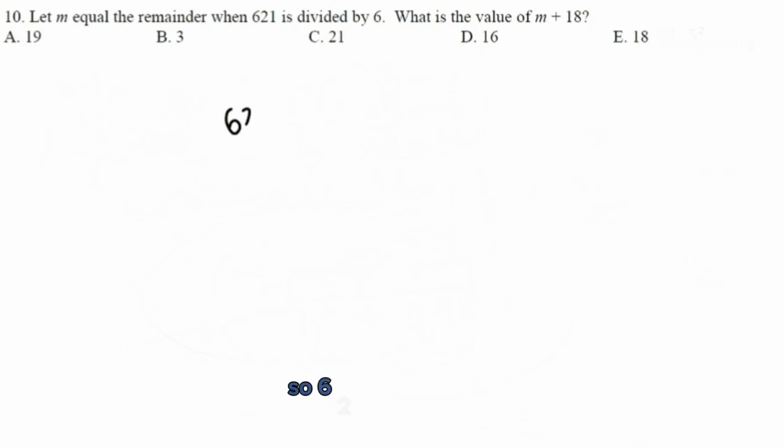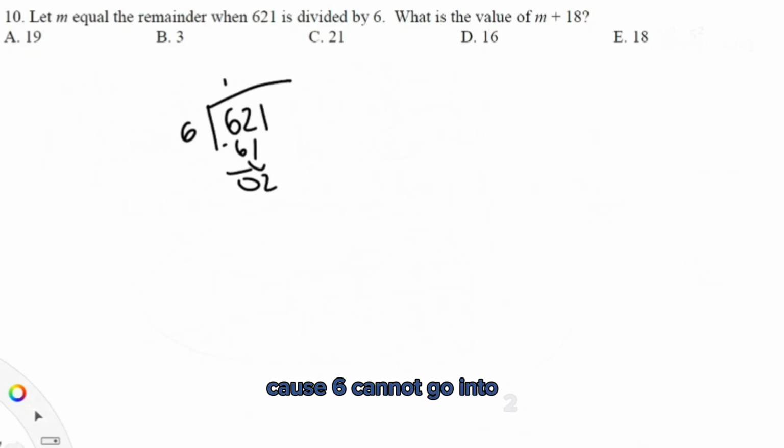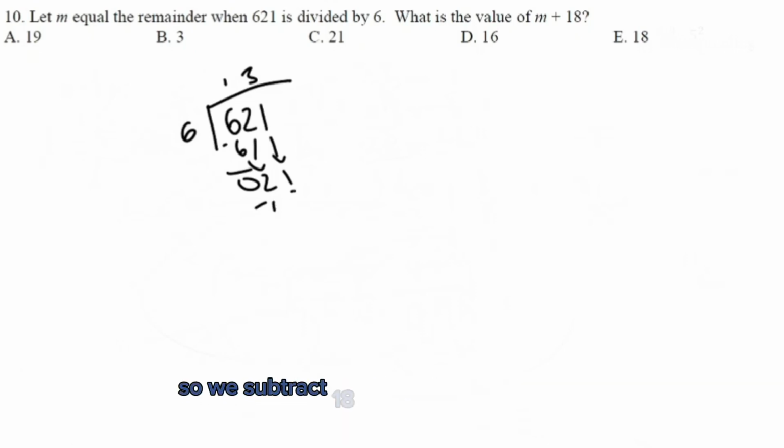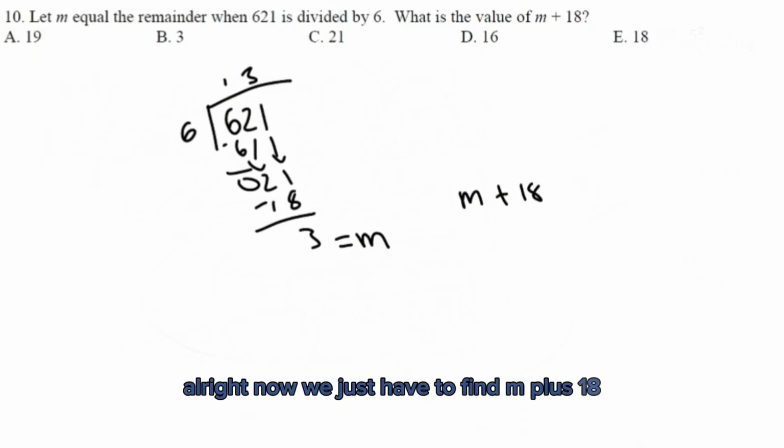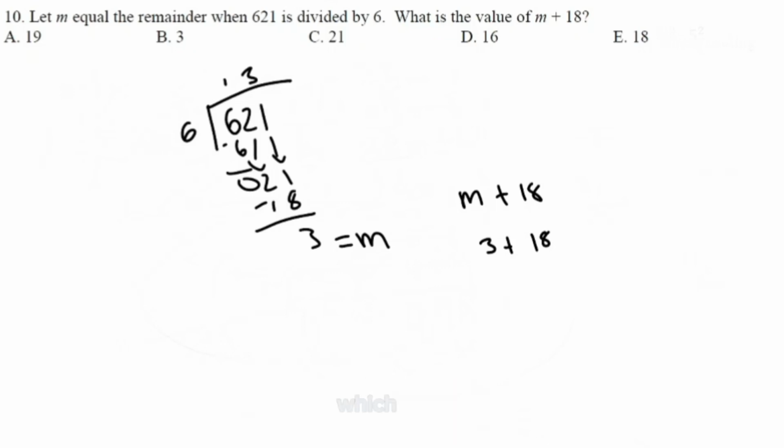So 6, 2, 1 divided by 6. So that's 6 goes into 6 one time. Subtract 6 and you're left with 0. When you bring down a 2, it goes in there 0 times because 6 cannot go into 2. So you bring down a 1. 6 can go into 21 3 times because 6 times 3 is 18. So we subtract 18 and we're left with 3. Alright, so 3 is the remainder when 621 is divided by 6, which means 3 is equal to m. Alright, now we just have to find m plus 18. So that's just 3 plus 18, which is 21. And that's your answer.